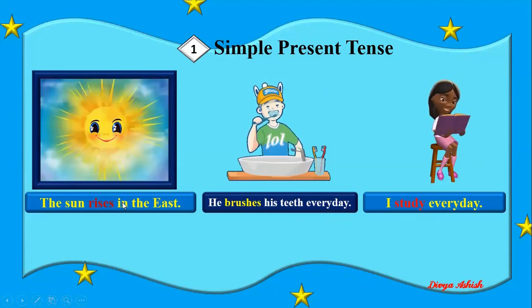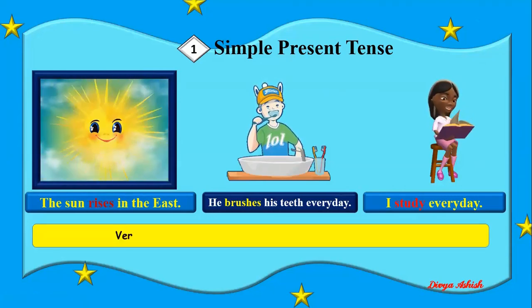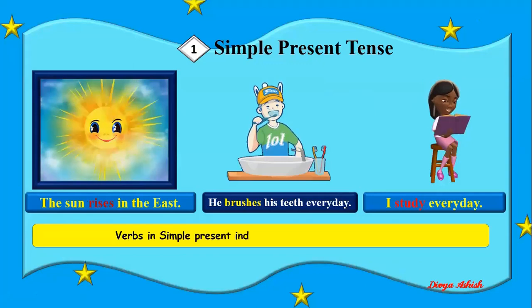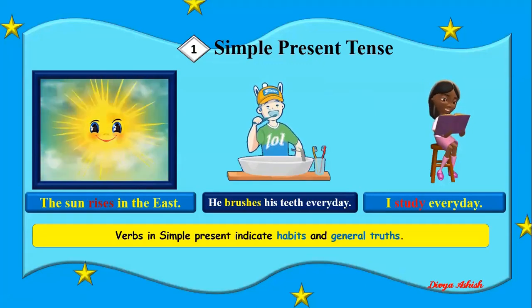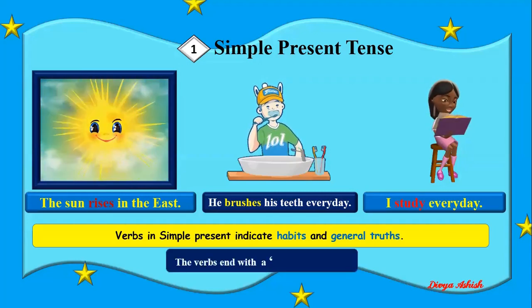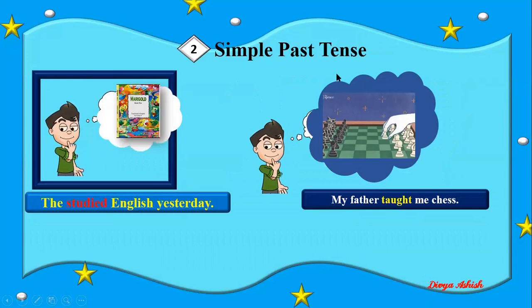Based on these examples, we can say that verbs in simple present tense indicate habits or general truths. In this case, the verb simply ends with a s or es, or it retains the base form as given in the third example.